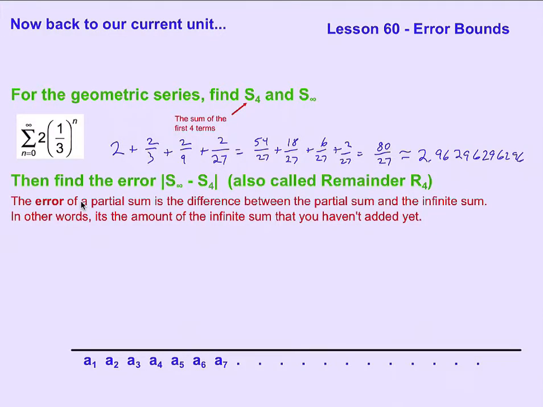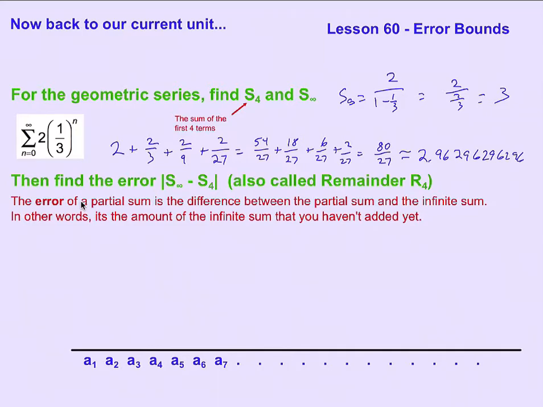If we're going to compare that to S infinity, or the infinite sum, well, luckily we have a formula for that. The infinite sum is A1 over 1 minus R, which is 2 divided by 2/3, which is 3. Okay, so our actual infinite sum is 3, and if we only add the first 4 terms, we're up to 2.9629. Hey, that's pretty close. Not bad for only adding 4 terms out of a list of infinite numbers.